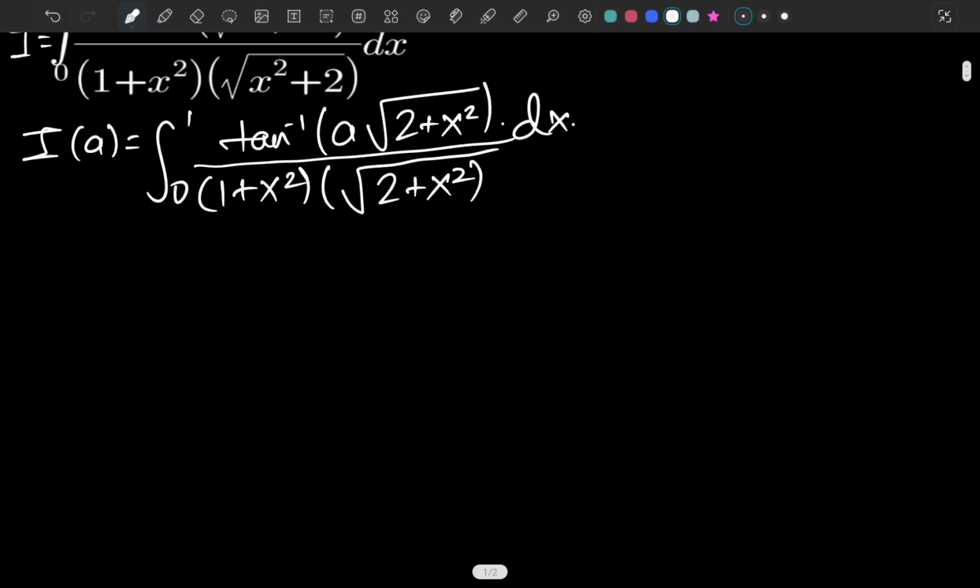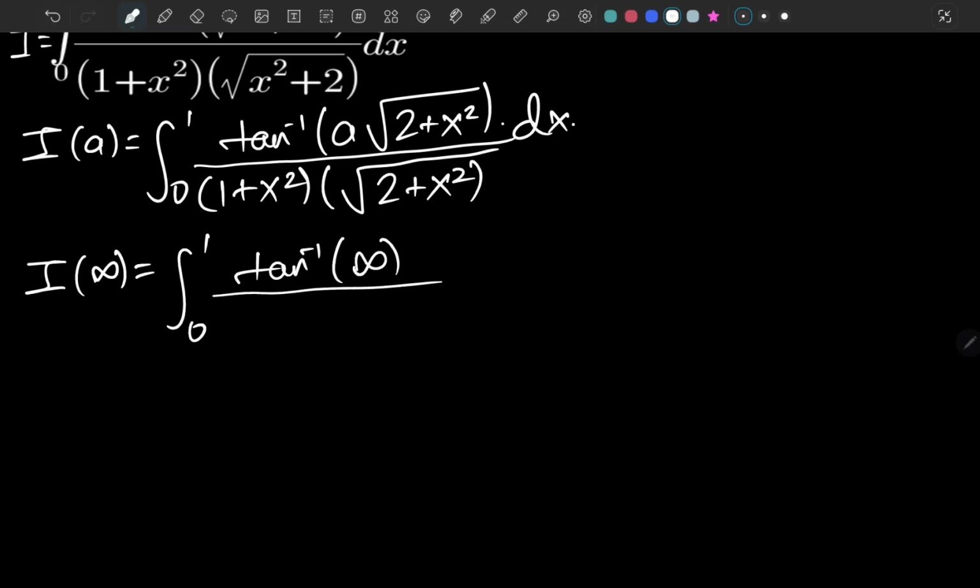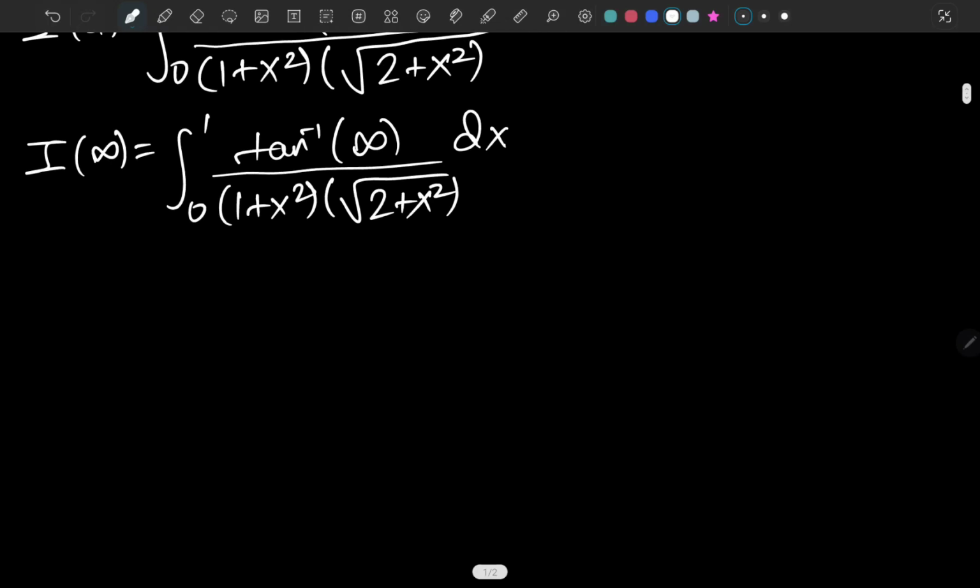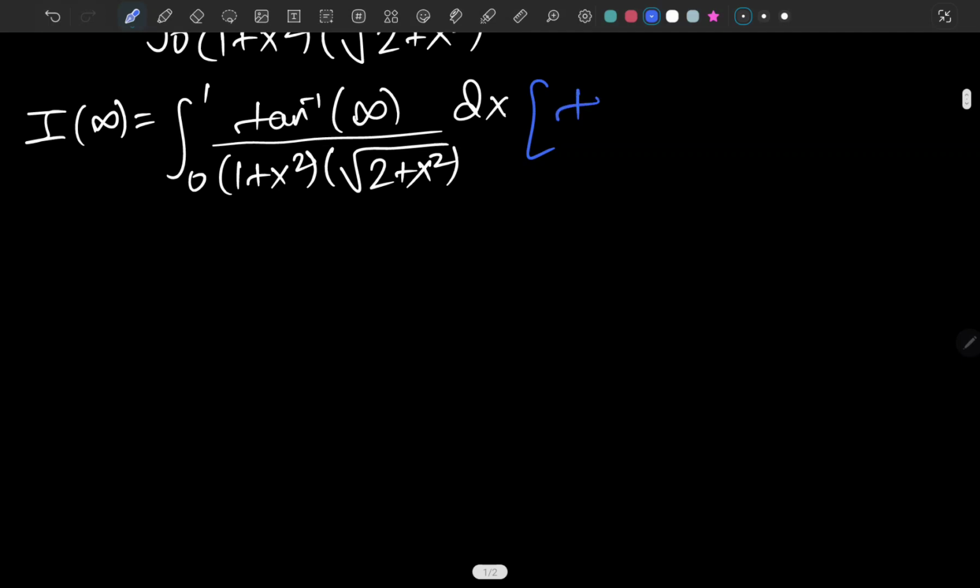Now most of you will think that I'm going to just take the derivative with respect to a on both sides, but this is not the first step that we are going to do. Instead we are going to evaluate I of infinity. Just put a equals infinity on both sides. So arctangent becomes a times infinity, and anything times infinity is just infinity, right? Over 1 plus x square times square root of 2 plus x square dx. You might know that arctangent of infinity is pi over 2, so let's replace it with that.